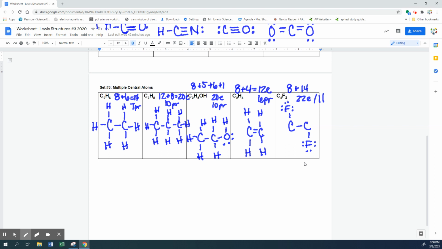Now we used 1, 2, 3, 4, 5, 6, 7, 8, 9. I have 2 more, and I need 2 more bonds to each one, so this is going to become a triple bond. Every carbon has 4, every fluorine has 4, everything is happy. And we used 11 pairs.